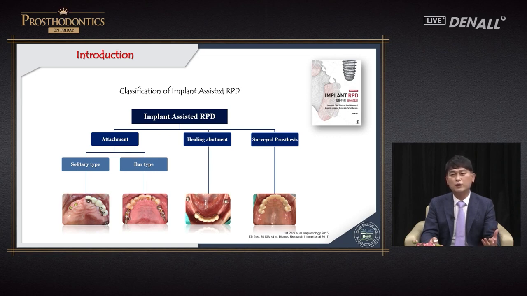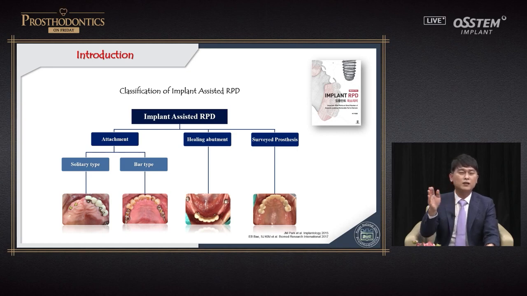The first one is where a solitary type attachment is used. I believe a while ago there was a lecture on this topic, an overdenture using solitary attachment, partial or full overdenture. Next is a bar using overdenture, partial or full overdenture. Next, a healing abutment is connected to an implant, a support in molars to make gingiva not painful. Next is a surveyed crown. We do a lot as it is covered by the National Health Insurance after placing an implant. So these are the 4 classifications.